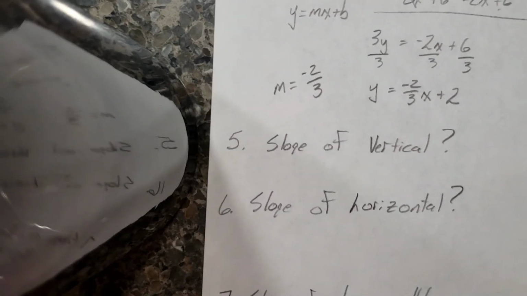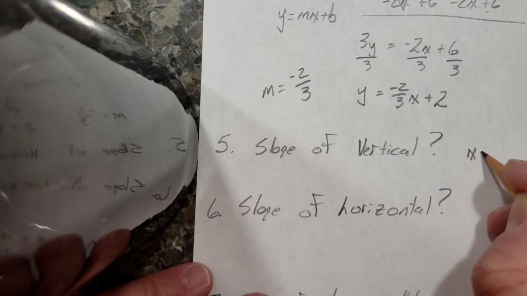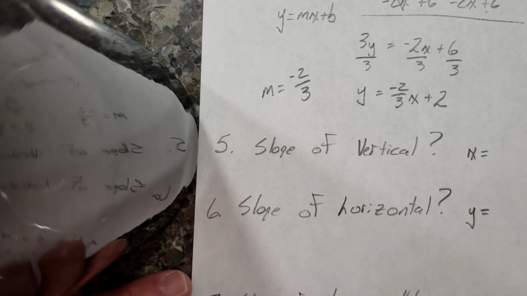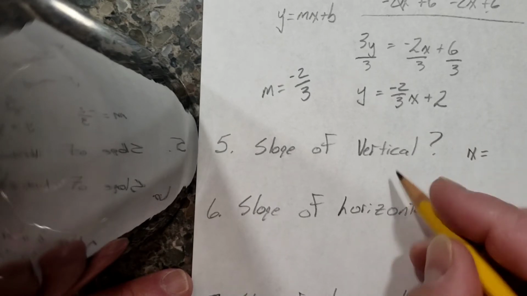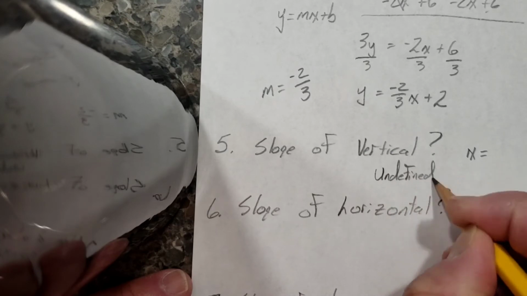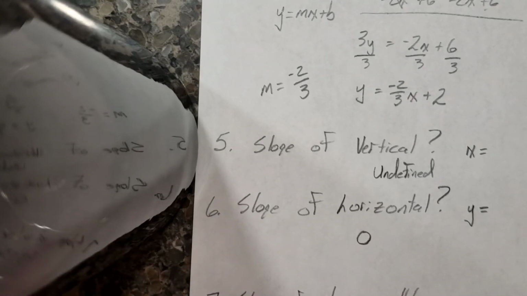Okay? Now they ask you for the slope of a vertical line and the slope of a horizontal line. Your vertical lines, as you should know, are in the form of x equals. Your horizontal is y equals. Okay? Vertical lines go straight up and down. So their slopes are undefined. There is actually no slope. You're dividing by 0 if you use the formula. A horizontal line, your numerator ends up being 0. So the slope of a horizontal line is 0. Very simple. Vertical is undefined, horizontal is 0.